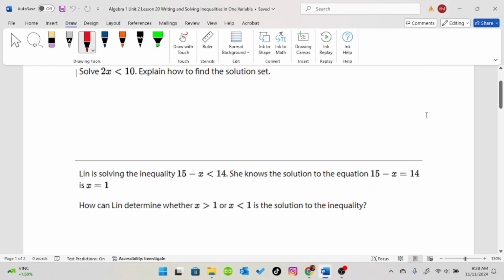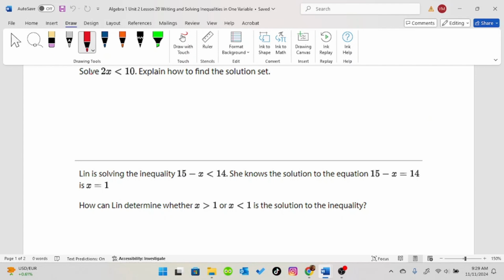Now we can begin the practice problems for Unit 2, Lesson 20, Writing and Solving Inequalities in One Variable. Our first practice problem: solve 2x is less than 10. Explain how to find the solution set.